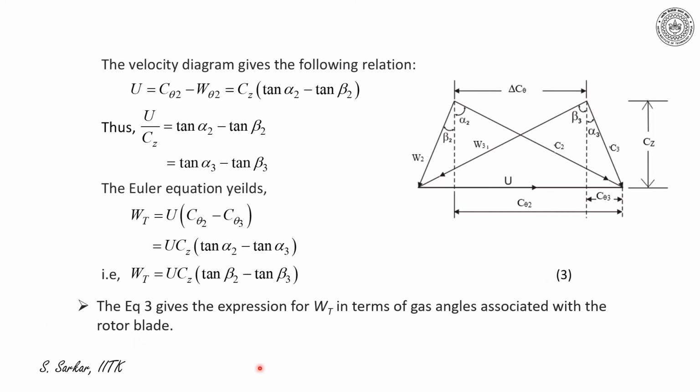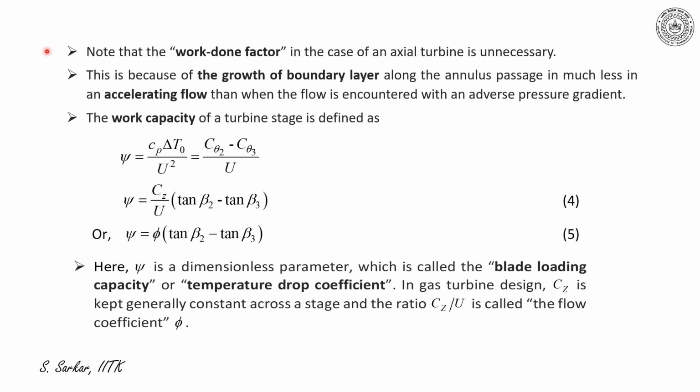Now this equation 3 gives the expression for Wt, that is turbine work output, in terms of flow angles associated with the rotor blade. Note that the work done factor in case of an axial turbine is unnecessary. This is because the growth of boundary layer along the annulus passage is much less in an accelerating flow than when the flow encounters an adverse pressure gradient, as in a compressor.